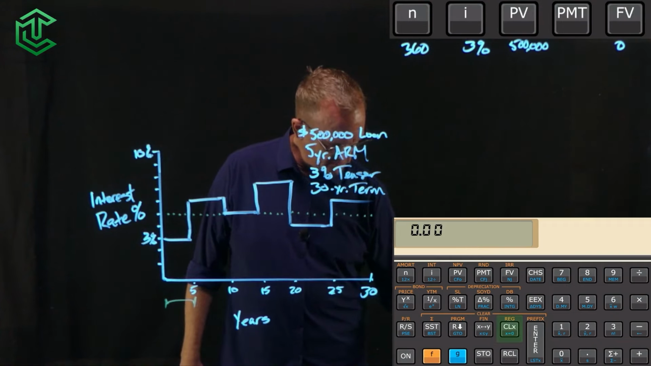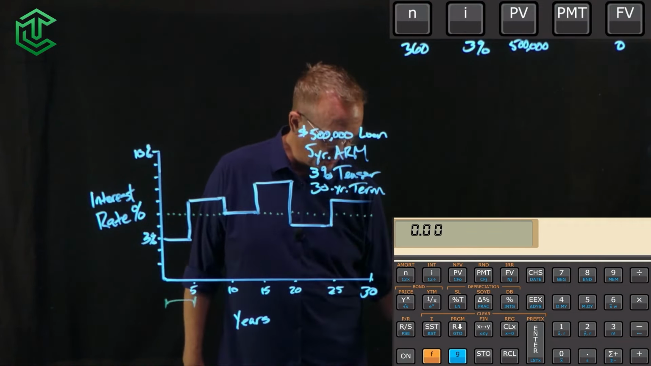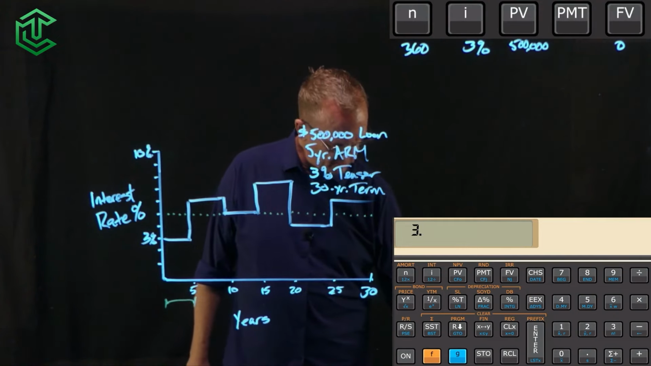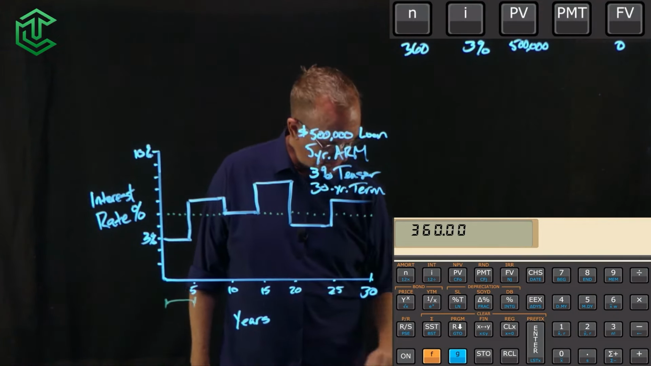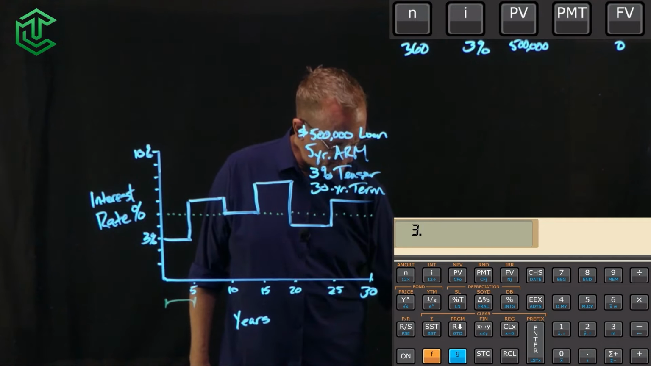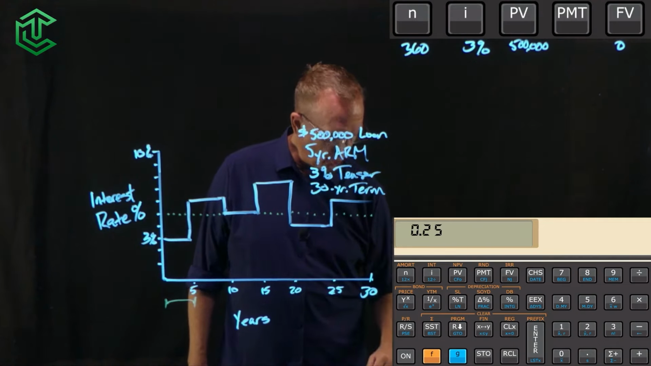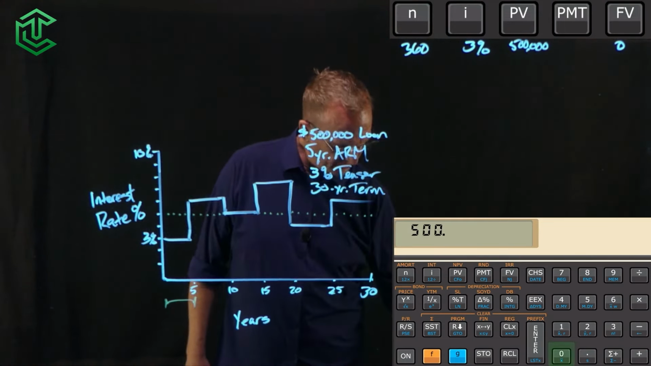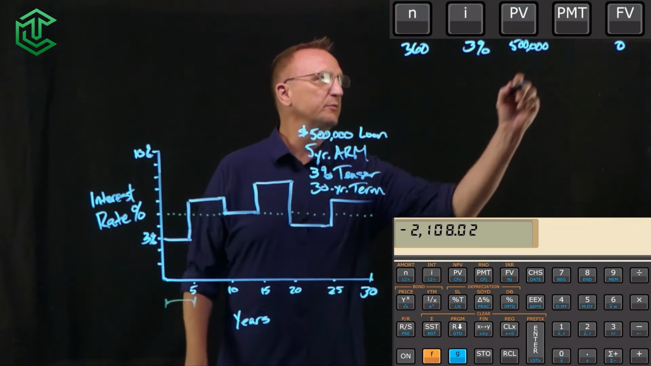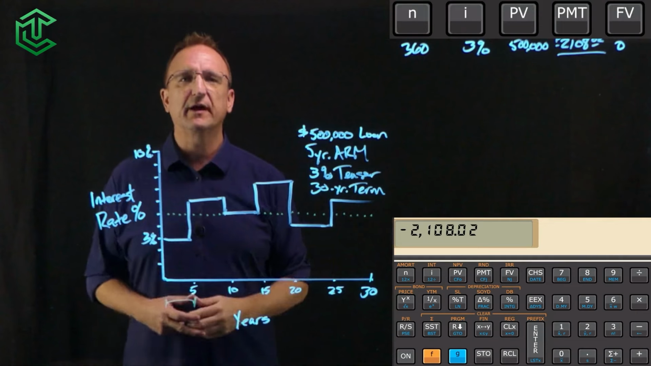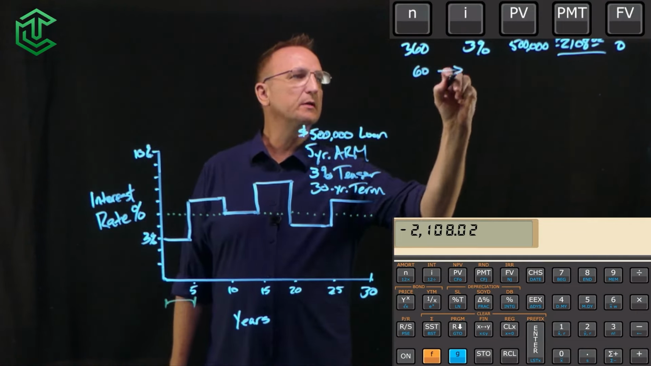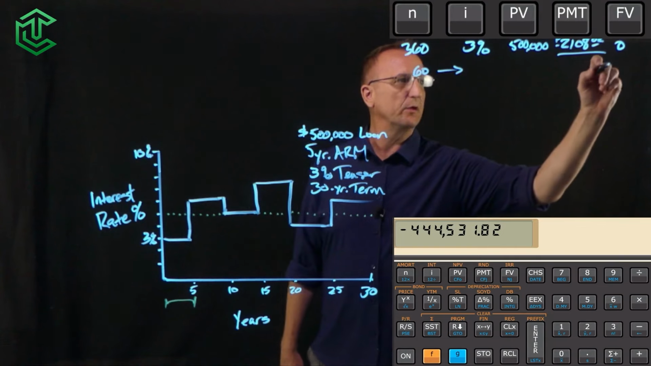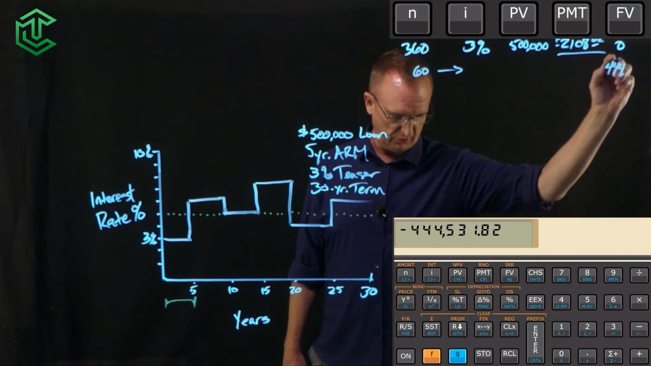Just like I teach all my students, if you have any 3 of these numbers, you can figure out the other 2. So we have a 30-year loan, change that to monthly, so 360 months. We're going to start out with a 3% teaser rate, so that's quarter point per month. You always have to put in the periodic interest rate. We have a $500,000 loan amount. We want the fully amortizing payment, so we set the future value to 0. So our payment is going to be $21.08 for the first 5 years. 5 years is 60 months, and at the end of 60 months, we will have a $444,000 balance.